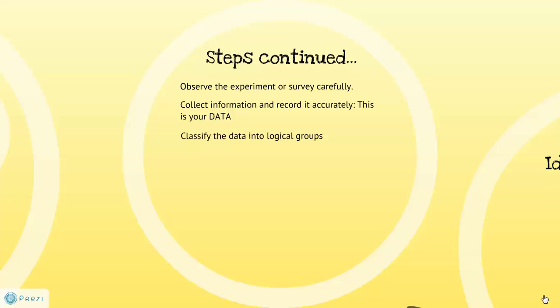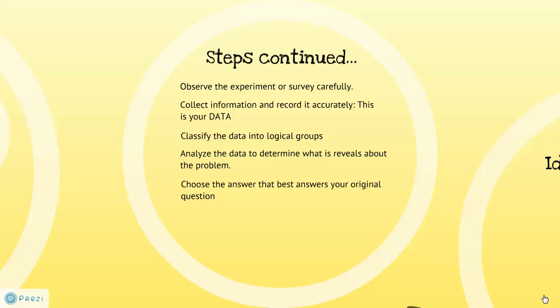I'm going to classify the data into logical groups. So if I hit female neighbors or male neighbors, maybe I can put those in two different groups. Analyze the data to determine what it reveals about the problem. Then I'm going to choose the answer that best answers my original question.